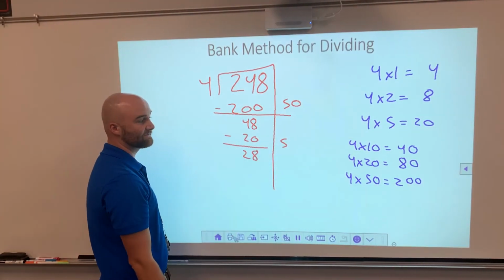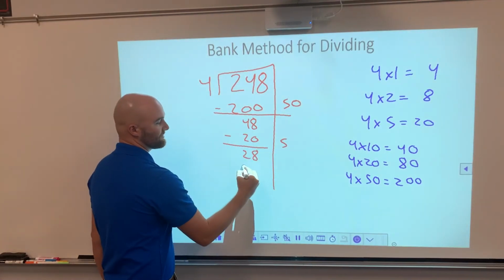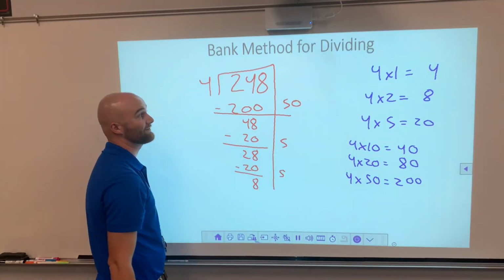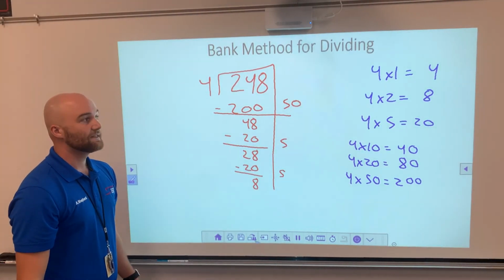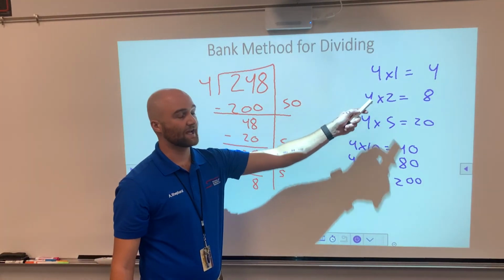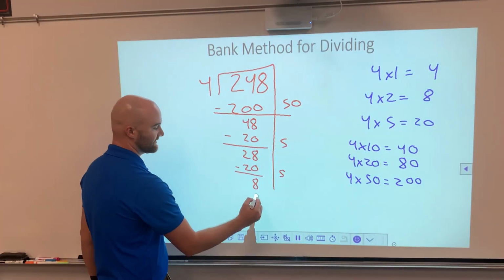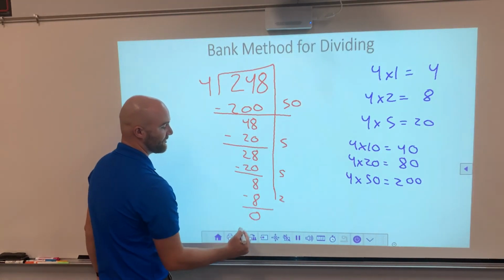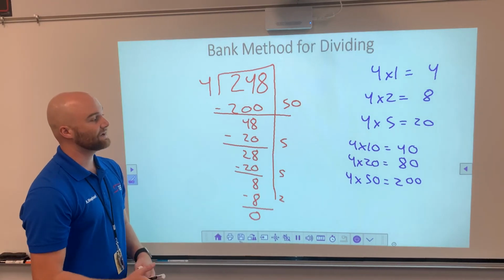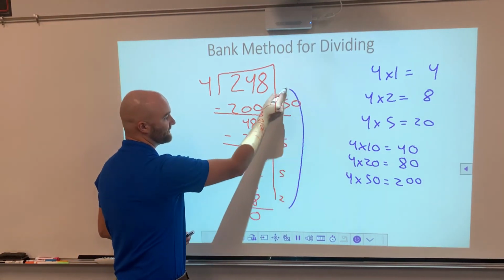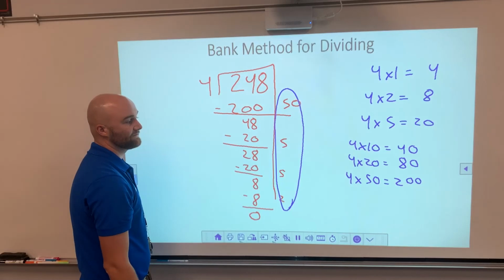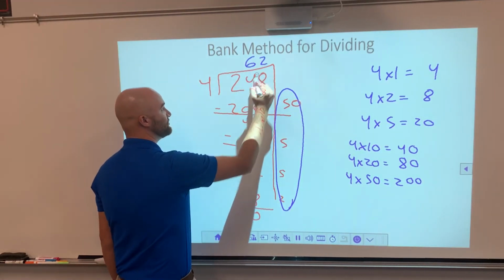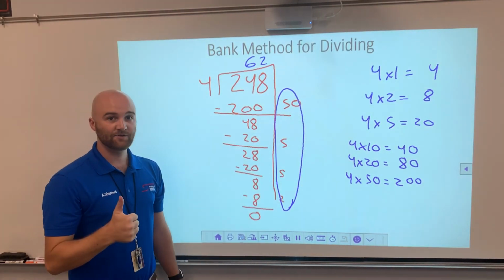Well, guess what? The biggest thing I can fit in is still another 20. So I'm going to put another 20 in there. I'm going to subtract that away. I've got 8. I did that by having 5 sets of 4. Then I look at my next things. I see 4 times 2. Well, 4 times 2 gives us 8. I've got an 8 here, and I've got a 2 here. Because I end up with 0, I know there's no remainder. And to find my answer, all I have to do is add all of these numbers on the side up. 50 plus 5 plus 5 plus 2 gives us 62. Our answer is 62. How'd you do?